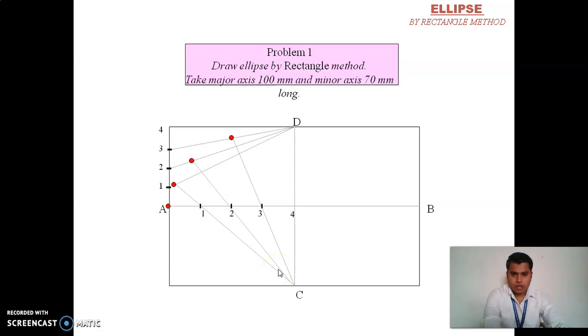Now next, you can simply join all these points by a French curve. Similarly, you can follow the same process on the other side. Okay, so this is the second rectangle, again a small rectangle.